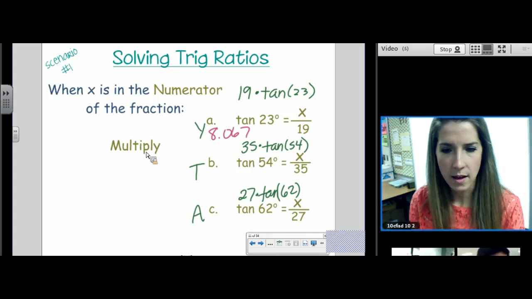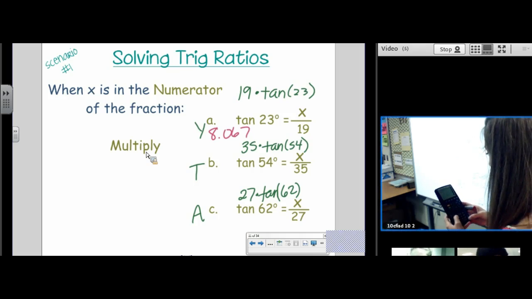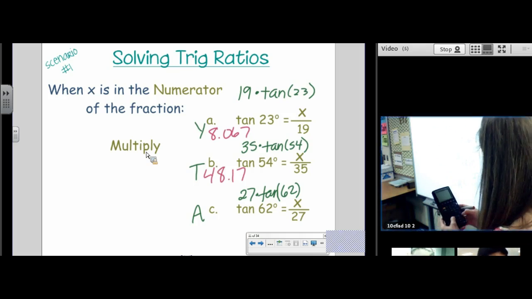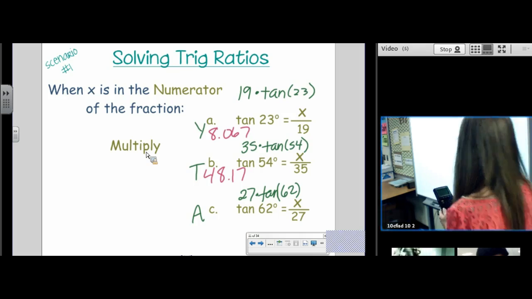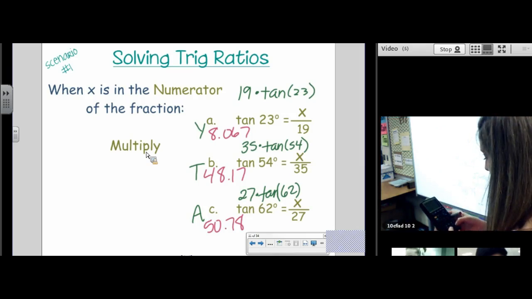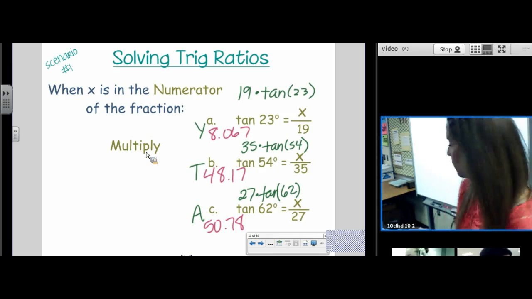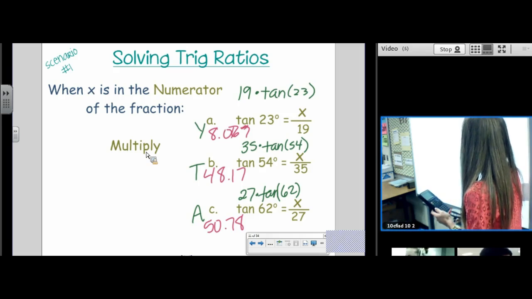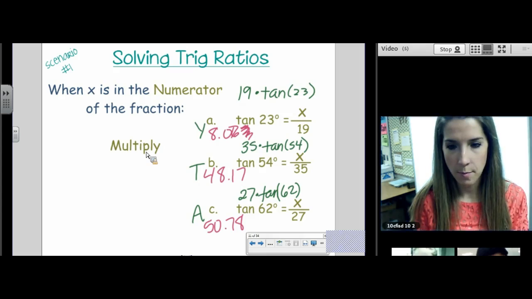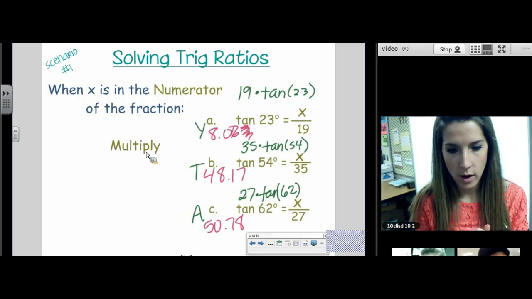8, you got the same thing. Let's see. 35 times tan 54. This one is 48.17. 27 times tan 62. This one is 50.78. All right, looks good to me. So this would have been a 7 if we're going to round to the nearest hundredth on all of them. Okay? 8.07, 48.17, and 50.78. What questions do we have?